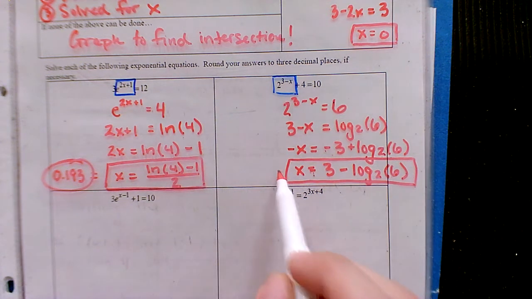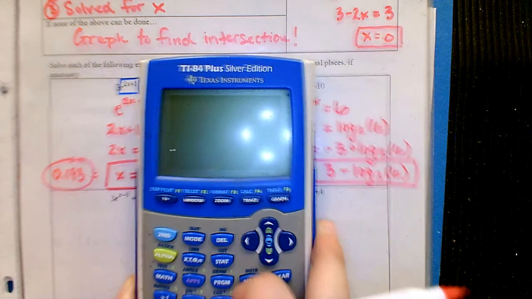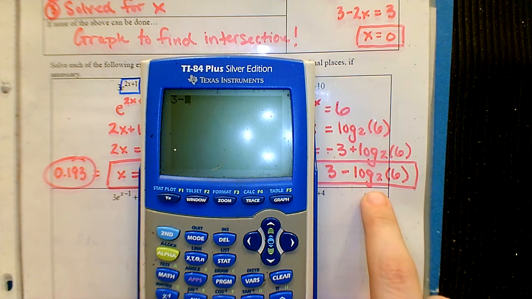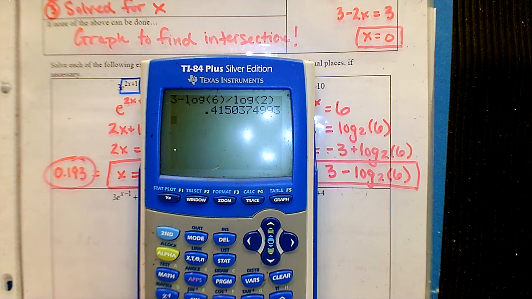However, if you have a calculator, maybe you want to type it in. We'll see what this is as a decimal. We need 3 minus log base 2 of 6, but we don't have a base 2 log button, so we're going to have to use that change of base property. We'll do log of 6 divided by log of 2. Looks like we get 0.415.